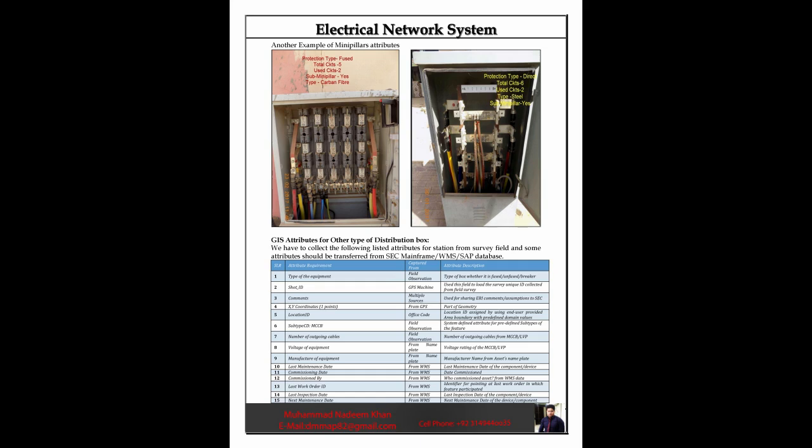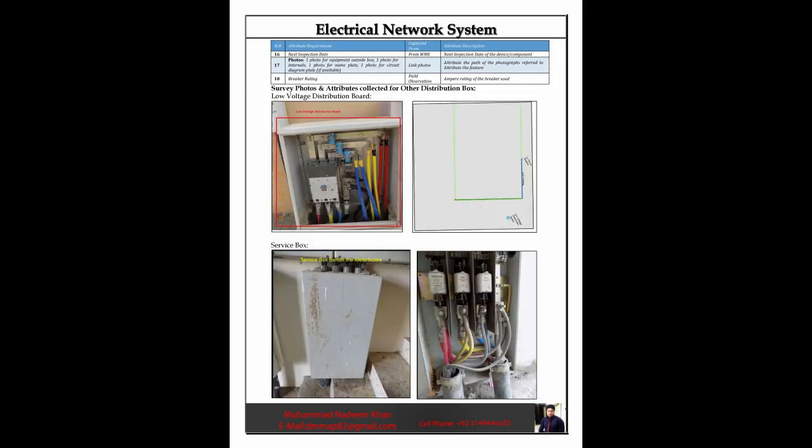GIS attributes for other type of distribution box. We have to collect the following listed attributes for station from survey field, and some attributes should be transferred from SEC mainframe/WMS/SAP database. Survey photos and attributes collected for other distribution box.